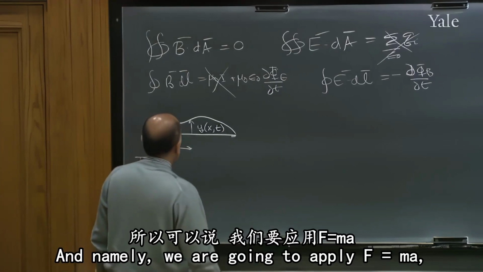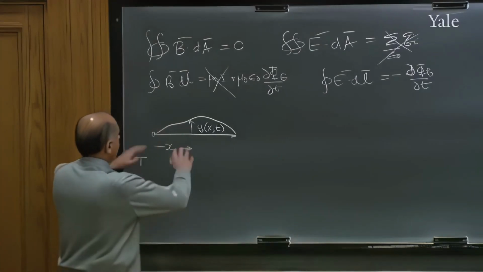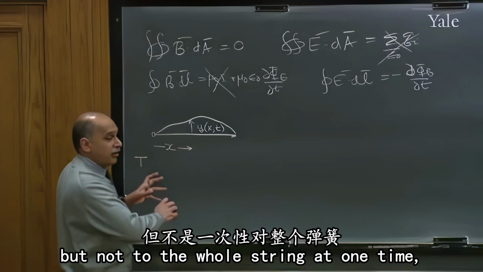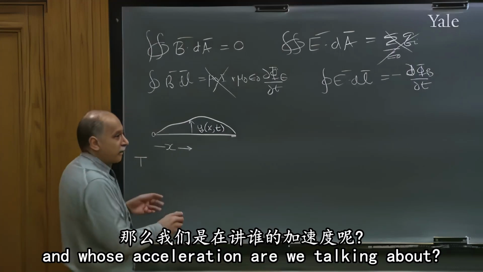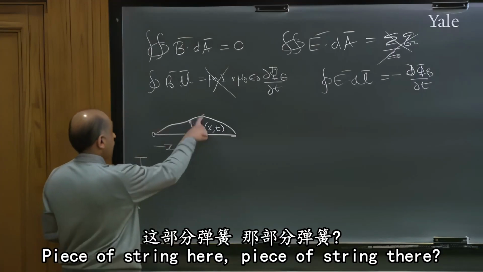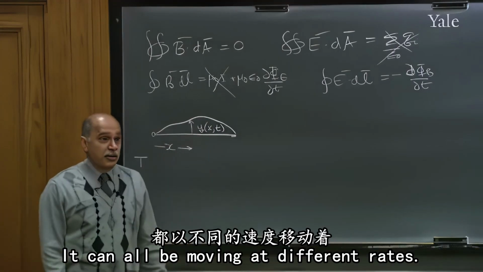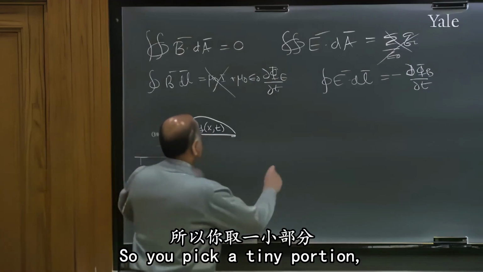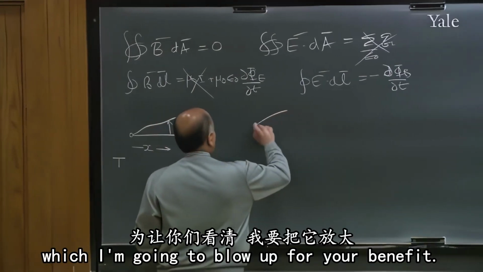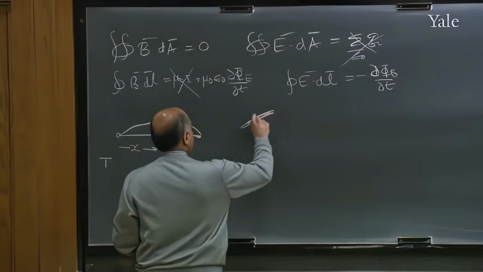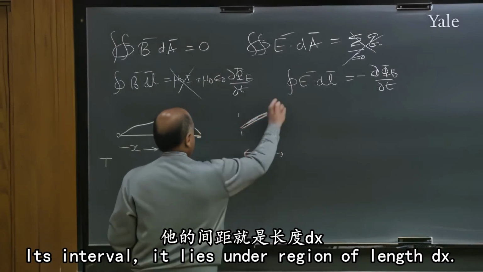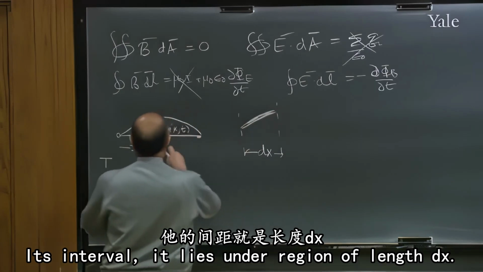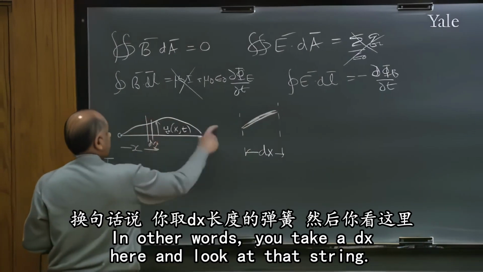And namely, we're going to apply F equal to ma, but not to the whole string at one time, because a is the acceleration, and whose acceleration are we talking about? Piece of string here, piece of string there, they can all be moving at different rates. So you pick a tiny portion, which I'm going to blow up for your benefit. That's a piece of string. Its interval lies under a region of length dx. In other words, you take a dx here and look at that string.